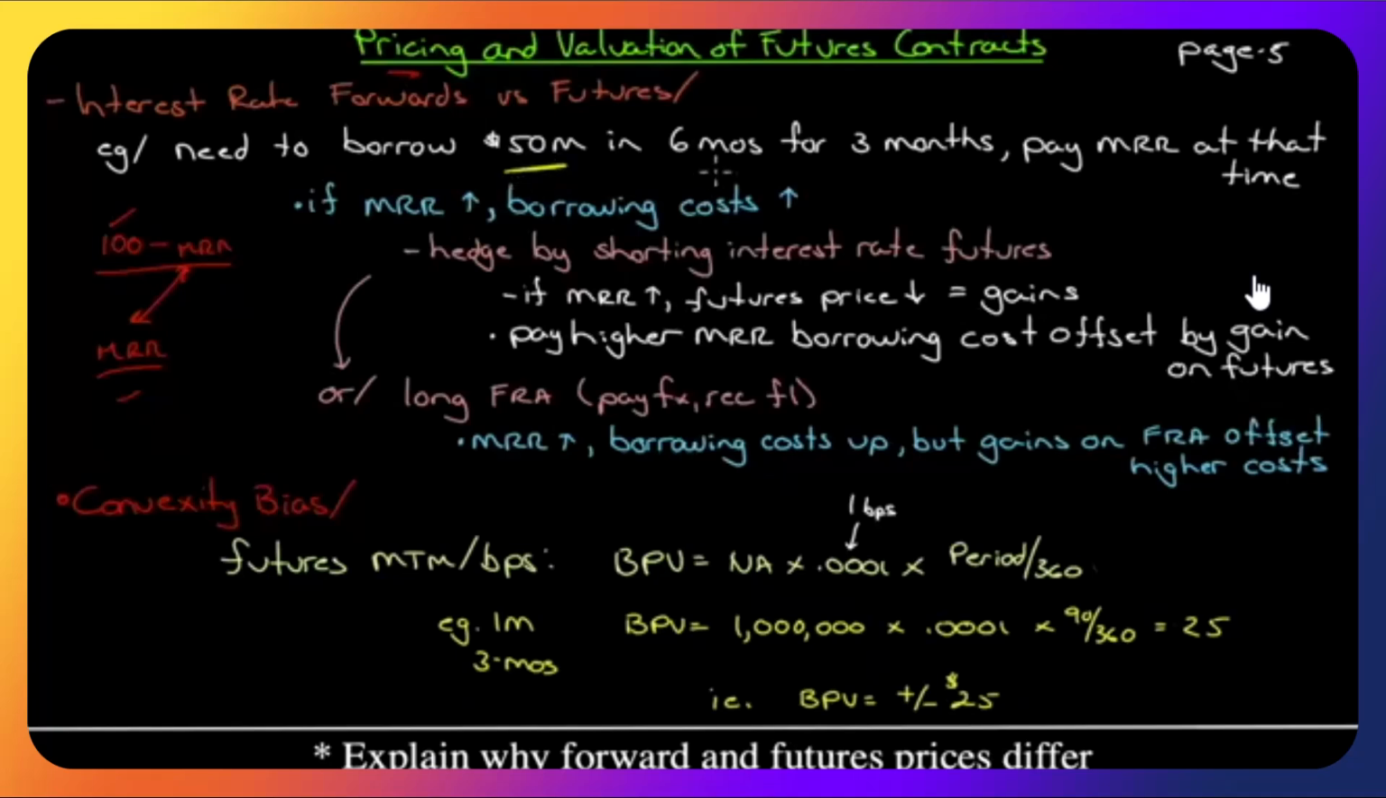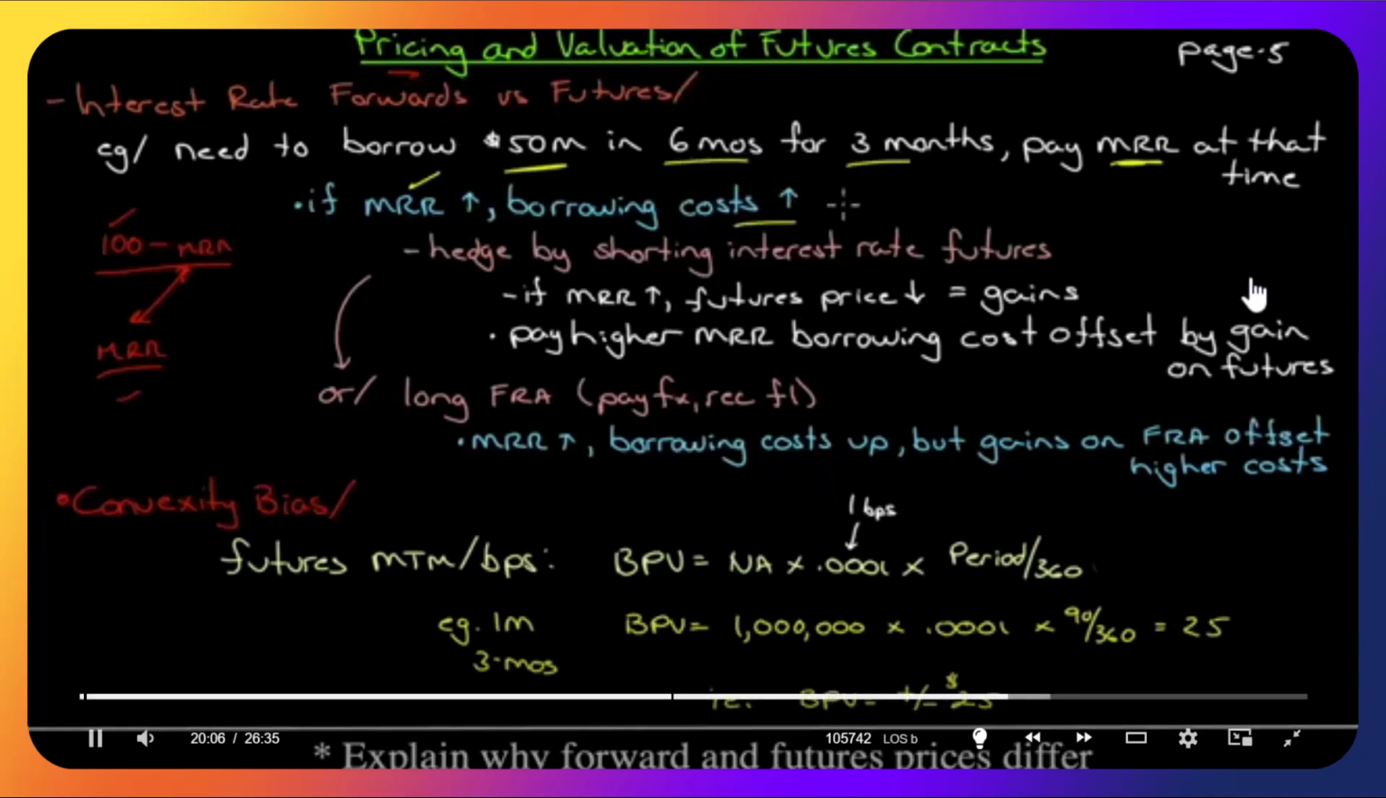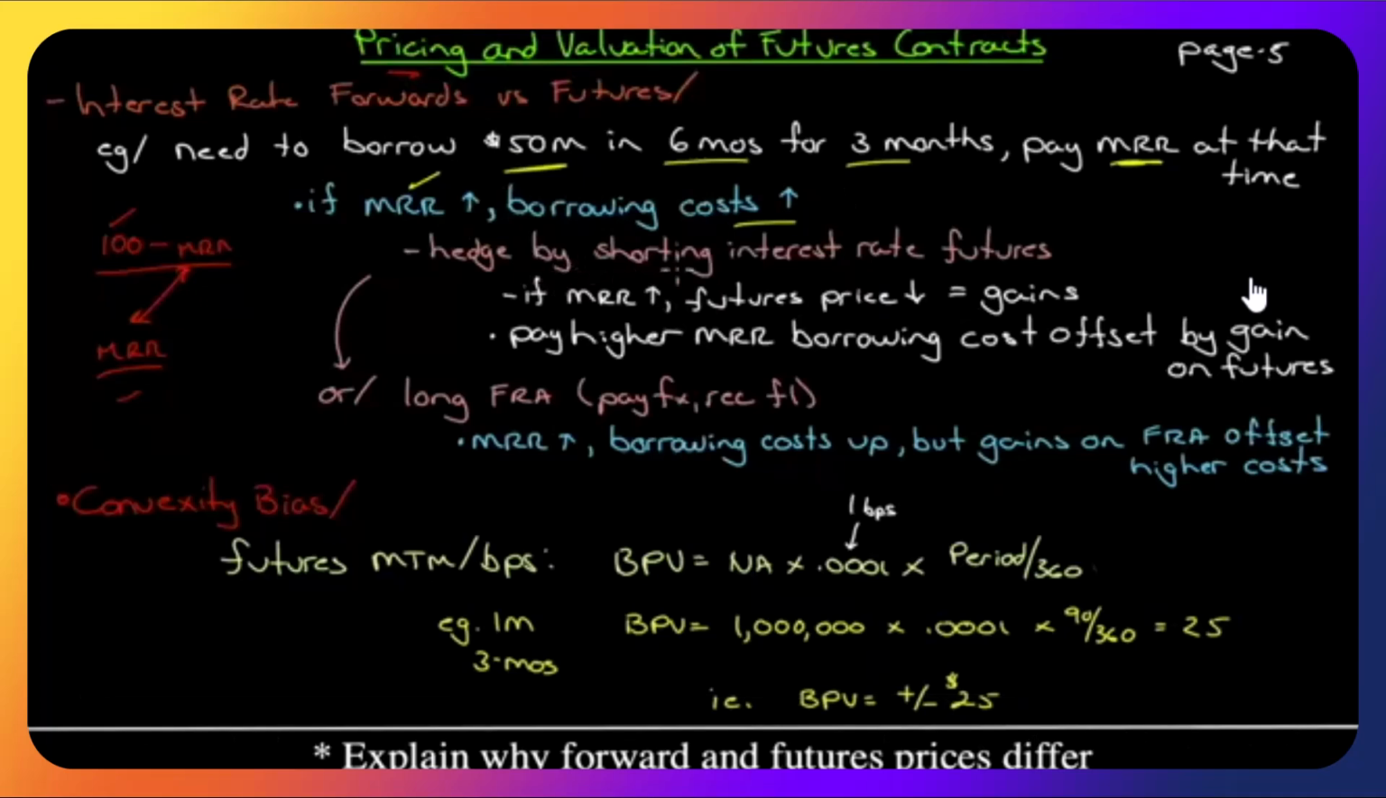Let's say you need to borrow $50 million in 6 months for 3 months, and you're going to pay whatever the interest rate is at that time. If the interest rate goes up during that period of time, because you're going to borrow it in 6 months for 3 months, if over those 6 months the interest rate goes up, your borrowing costs are going to go up. So you can hedge that now by shorting interest rate futures. If the interest rate goes up, the futures price goes down because it's quoted on a price basis, and you will have gains. You will pay the higher MRR borrowing cost, but it is offset by gains on the futures. So we can see that shorting interest rate futures is a hedge against rising interest rates.